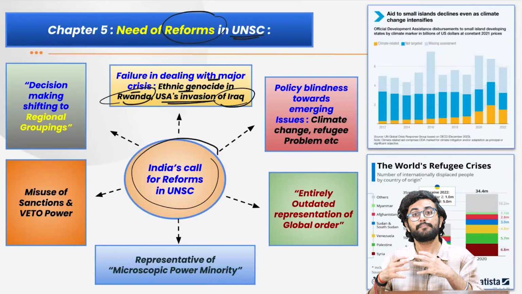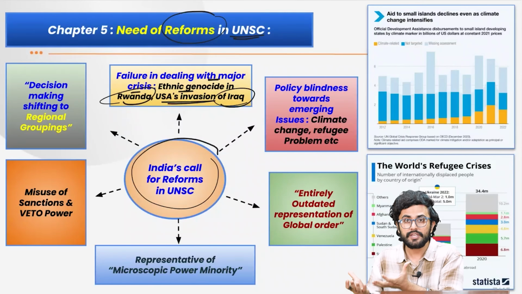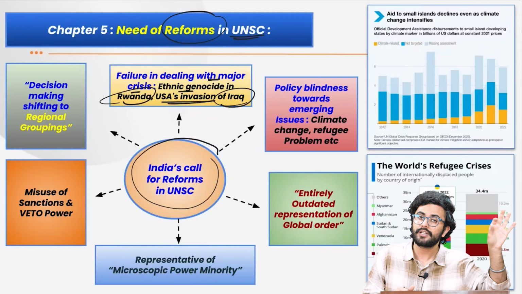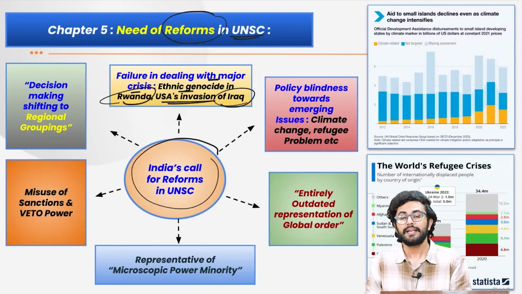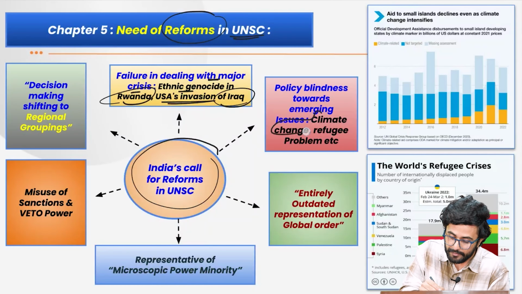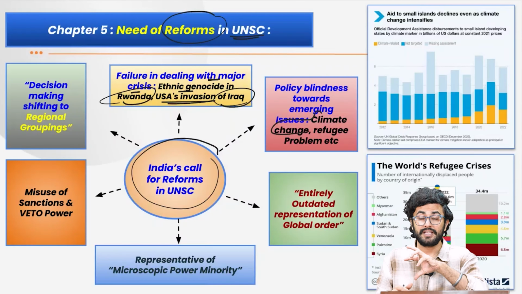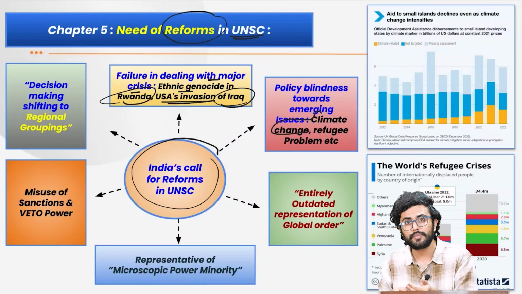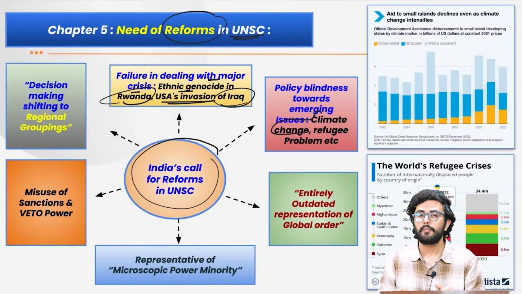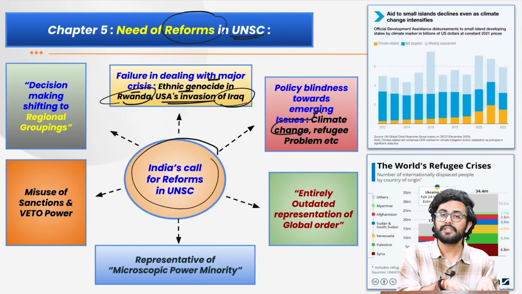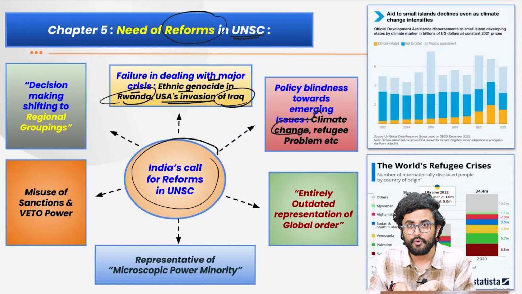Then there are several major issues which have now emerged in the world, and that have become much more important than the geopolitical tensions of 1945. Like, for example, the issue of climate change, which has led to extreme weather events, heat waves, intensification of cyclones, cloud bursts, flash floods. But is there any particular initiative which the United Nations Security Council is taking in this regard? The answer is no.